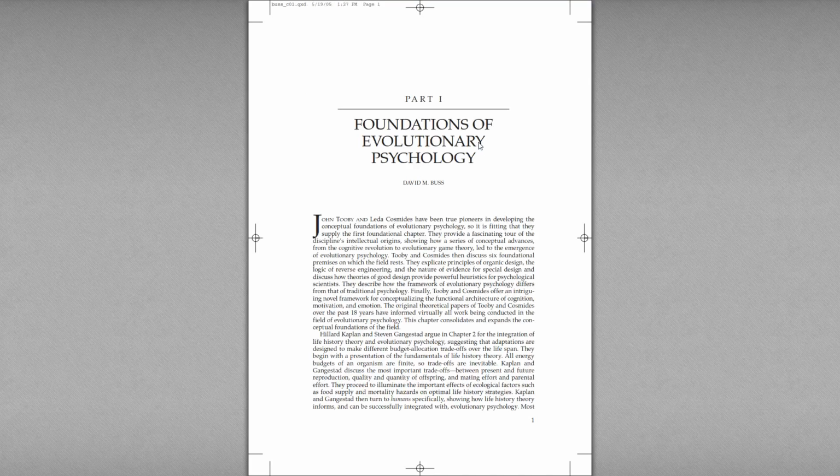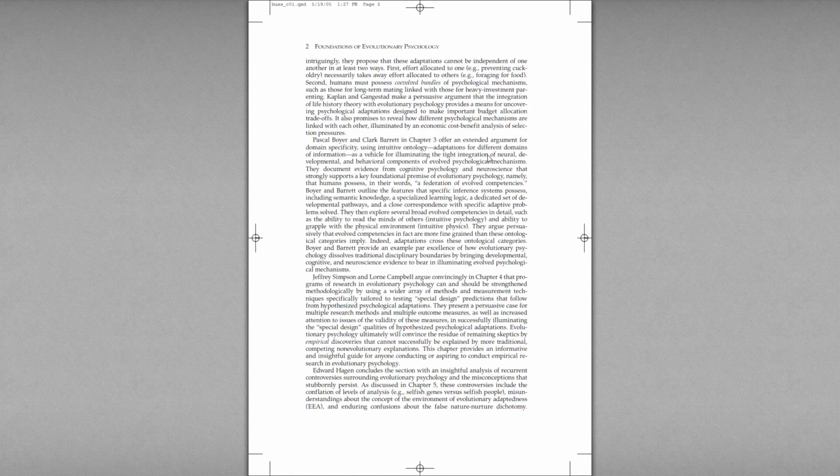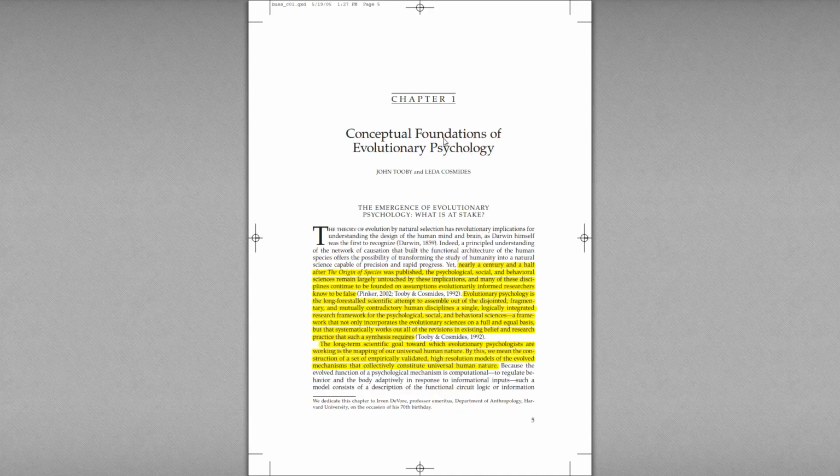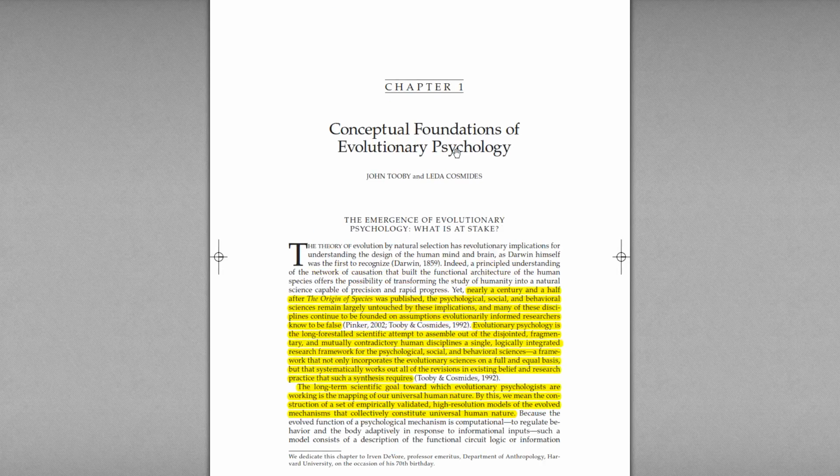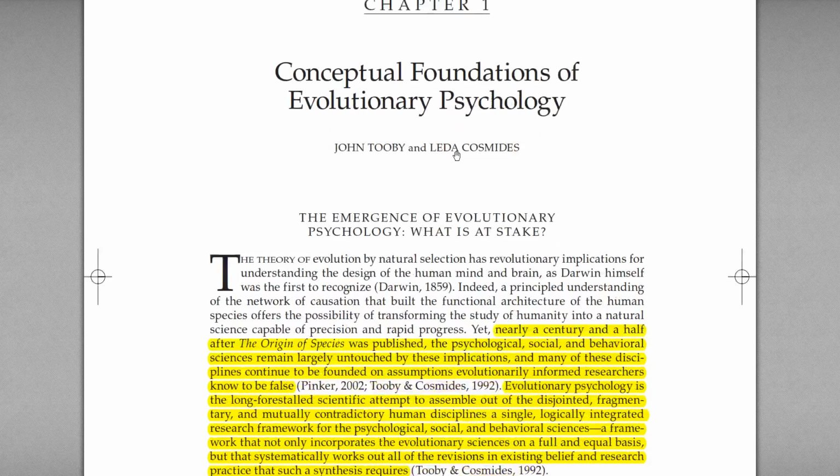Here it is, Foundations of Evolutionary Psychology. Oh no, wait, here, Conceptual Foundations of Evolutionary Psychology. That's the chapter. It's written by John Tooby and Leda Cosmides, and they are some of the people who started the field of evolutionary psychology. They kind of created a foundation for it so it could become a proper science. That's also something they write a bit about in this book.